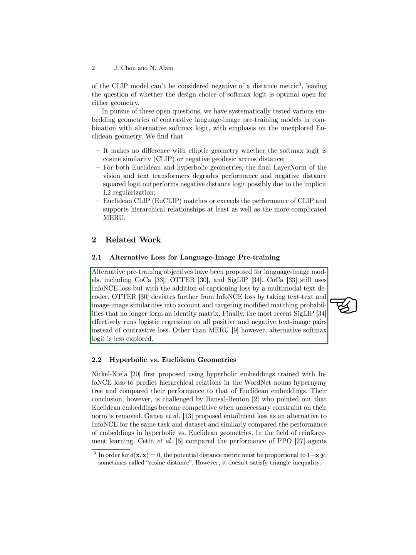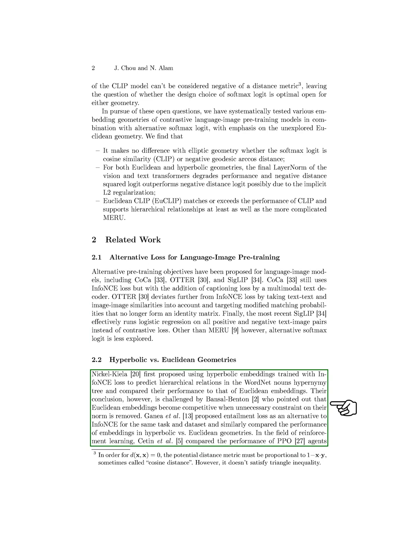We also review the comparison between hyperbolic and Euclidean geometries, noting that earlier work by Nickel and Kiela suggested hyperbolic embeddings were better for predicting hierarchical relationships. This was contested by Bansal and Benton, who argued that Euclidean embeddings can perform competitively when their norm constraints are relaxed.